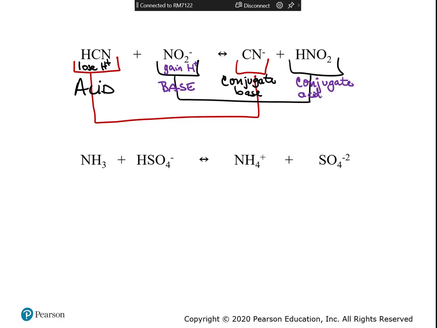So I find it's easiest if you connect the ones that are similar. Then figure out if it lost or gained. Did it increase or decrease in its hydrogen ions? If it loses a hydrogen ion, then it's an acid, and you know that its pair is then the conjugate base. If it gains a hydrogen, it's a base, and that way you know that its pair is the conjugate acid.